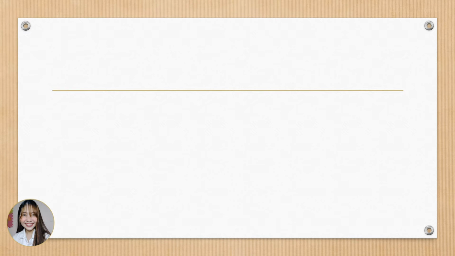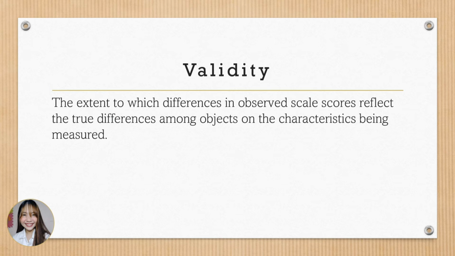Let's now proceed to validity. So what do we mean by validity? Validity is defined as the extent to which differences in observed scale scores reflect the true differences among objects and the characteristics being measured. In other words, by determining the scale's validity, researchers may determine whether the scale is measuring what it is supposed to measure. And a perfectly valid scale will have no measurement errors.